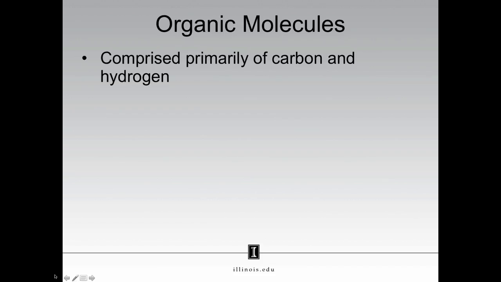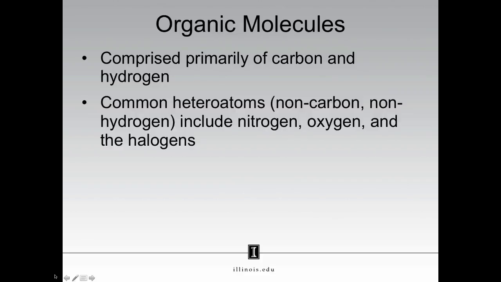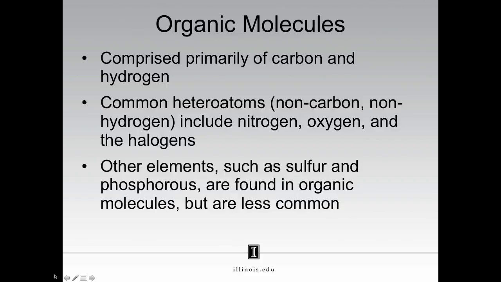First, some basic facts about organic chemistry and organic molecules in particular. Organic molecules are comprised primarily of carbon and hydrogen atoms. However, they are not comprised exclusively of carbon and hydrogen. Remember that heteroatoms are non-metallic, non-carbon, non-hydrogen atoms. Common heteroatoms that appear in organic molecules include nitrogen, oxygen, and the halogens. Other heteroatoms, such as sulfur and phosphorus, do appear in organic molecules, but will not be common in this course.